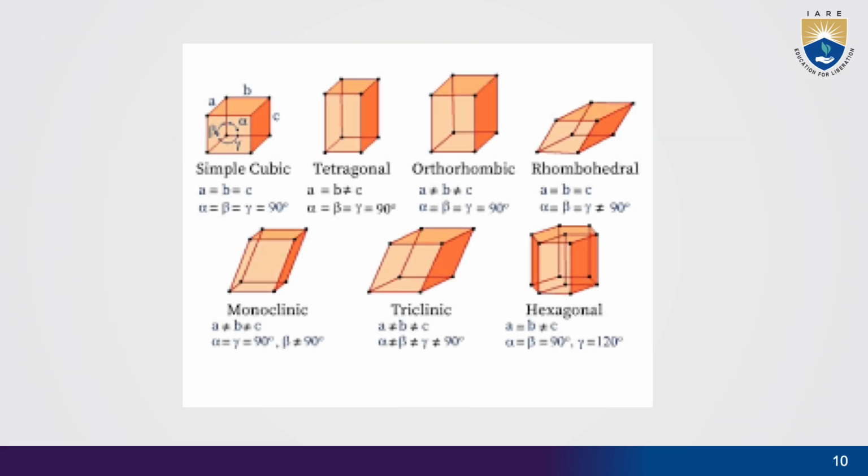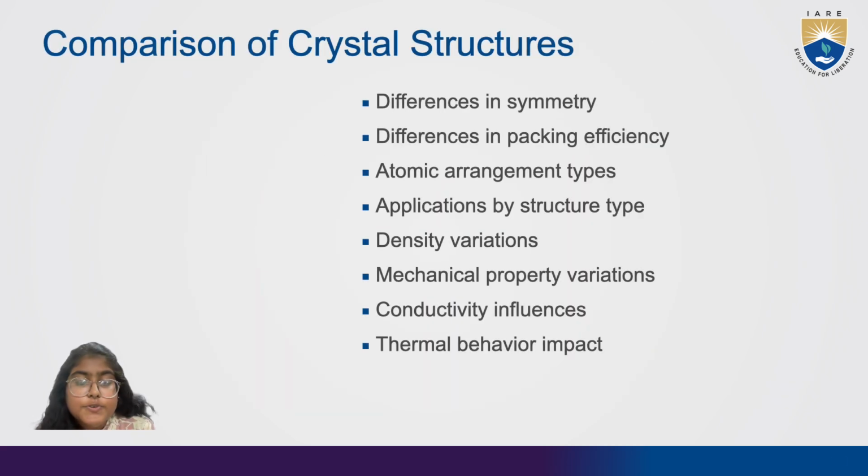These are the structures of the crystal cells we've discussed, which include simple cubic, tetragonal, orthorhombic, rhombohedral, monoclinic, triclinic, and hexagonal. Moving on, now that we've explored the individual crystal systems, let's take a moment to compare them. We've seen the significant differences in symmetry, ranging from the highly symmetric cubic system to the least symmetrical triclinic system.